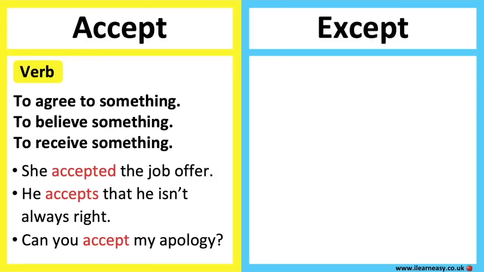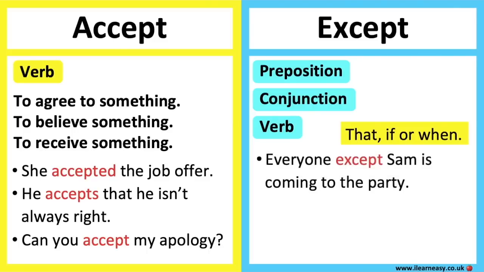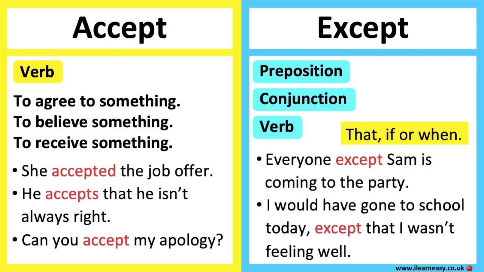Except. Except can be a preposition, conjunction, or a verb. As a preposition, it means but. As a conjunction, it means only or with the exception. Except is often followed by that, if, or when. For example, everyone except Sam is coming to the party. I would have gone to school today, except that I wasn't feeling well.